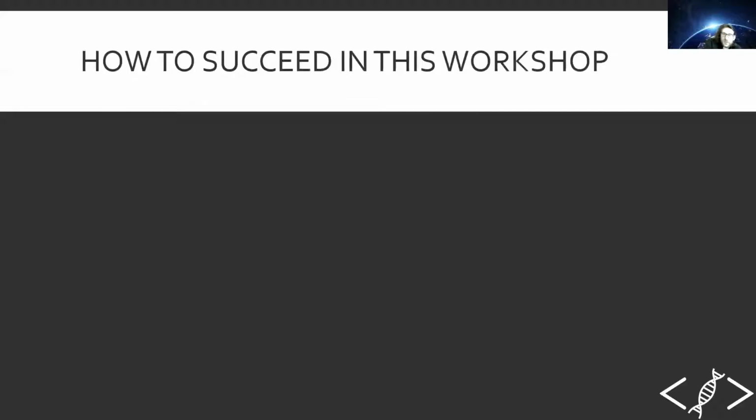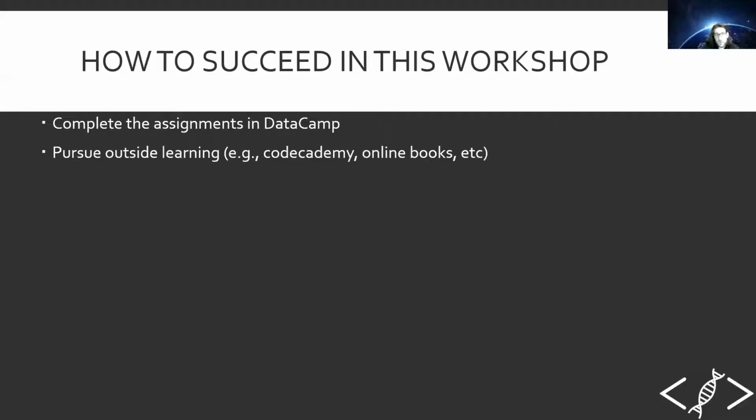So, how do you succeed in this workshop? Well, the first thing that you really need to be doing is completing the assignments on DataCamp. The fact that you're all here with us today means that you have actually been doing that, which is excellent. That's probably one of the most important things that determines who will actually be successful in the workshop. But of course, you want to pursue outside learning as well. So there are other resources such as Codecademy, online books, etc., that allow you to learn in different contexts and get a more well-rounded perspective on Python and machine learning.